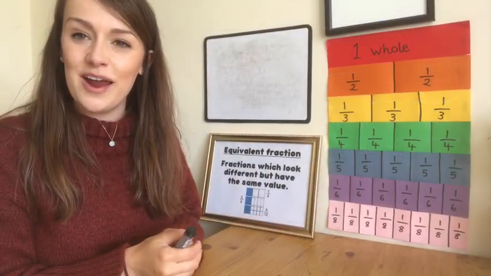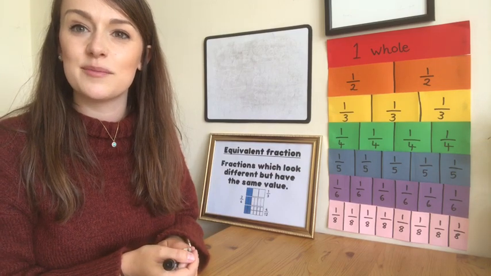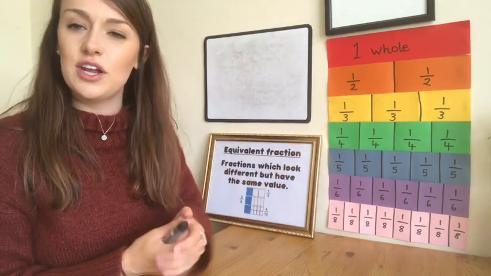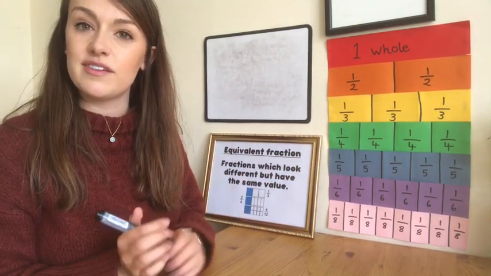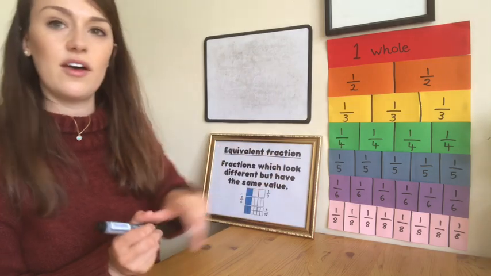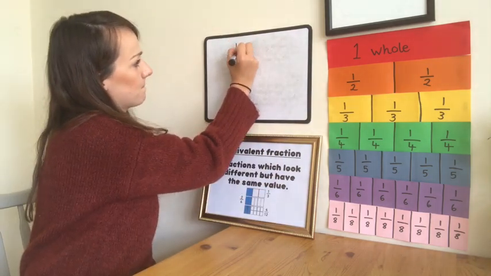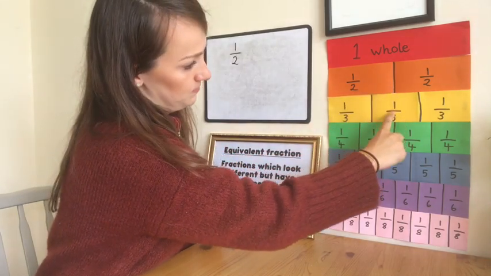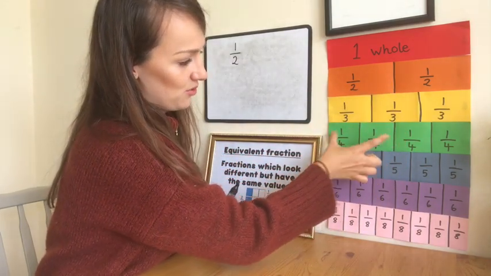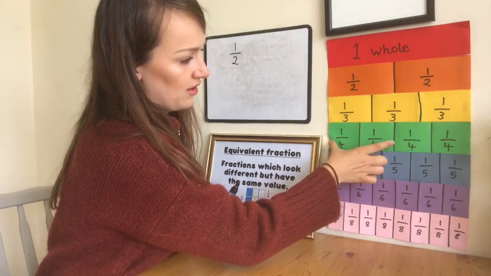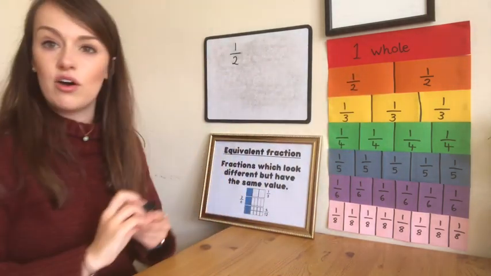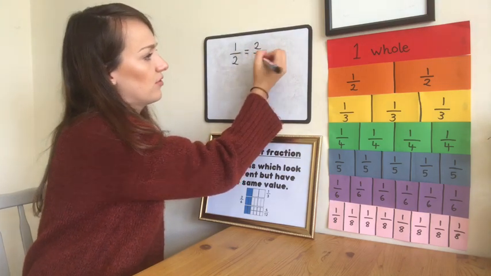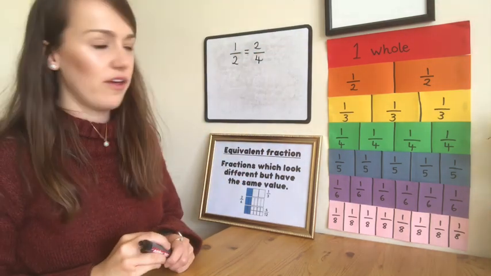Okay, once you've made your fraction wall, you can then have a go at trying to find some equivalent fractions. So I'm going to start by seeing if I can find a fraction which is equivalent to, which is the same size as 1/2. Okay, so let's look down our wall. There we go. 2/4 are the same size, are equivalent to 1/2.